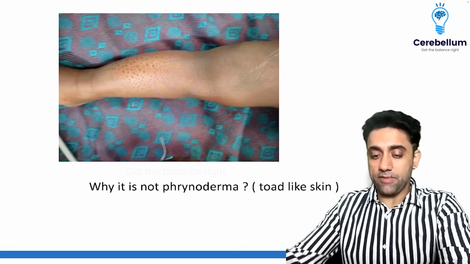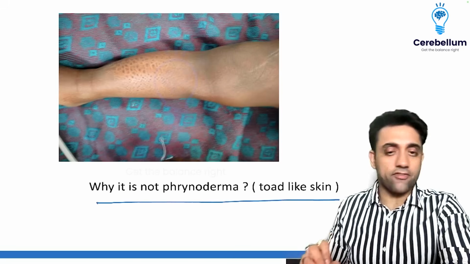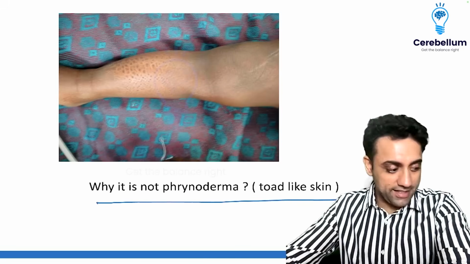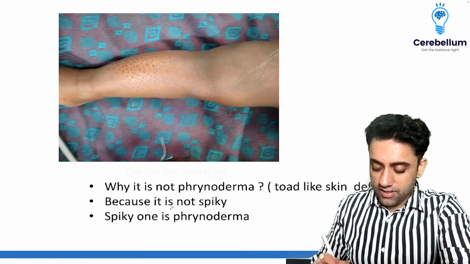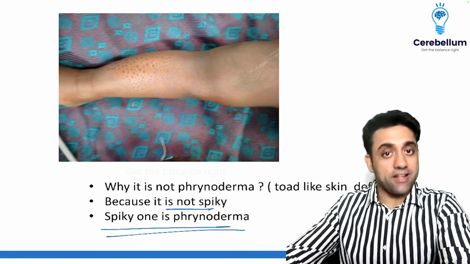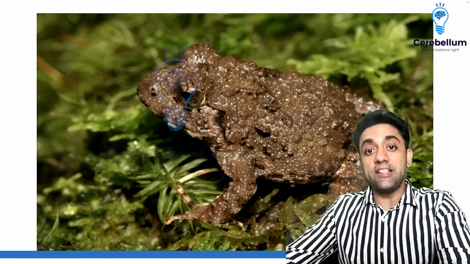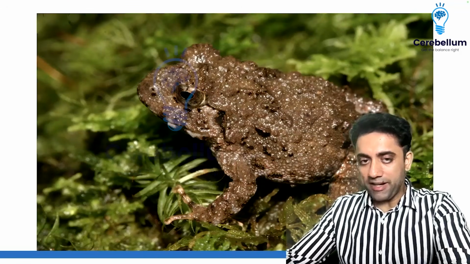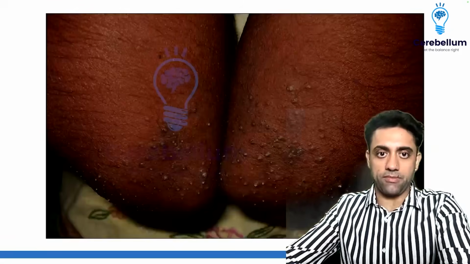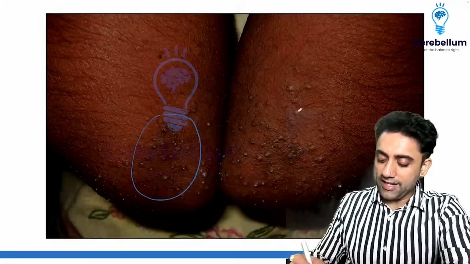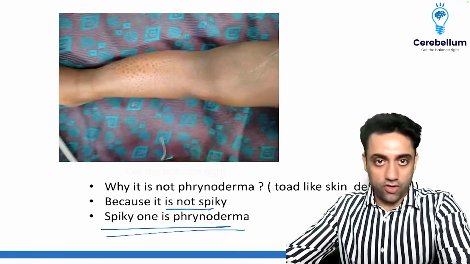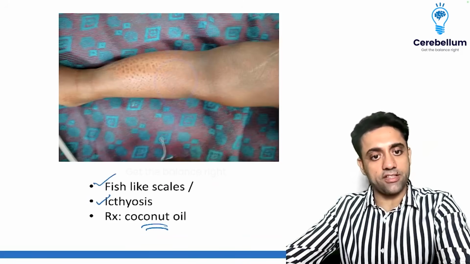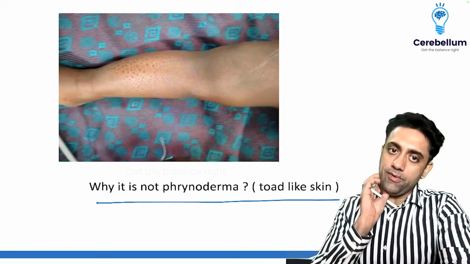How does phrynoderma look like? Why is it not phrynoderma? I know phrynoderma is a toad-like skin, but this one is not spiky and phrynoderma is spiky. If I show you a picture, this toad-like skin, this spiky thing, is known as phrynoderma. This one is not spiky, and this is ichthyosis. For this, basically only coconut oil will be more than enough.